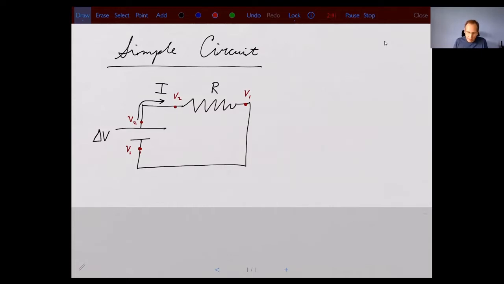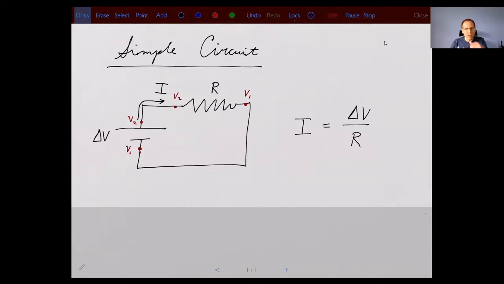So if you want to calculate the current, we can simply use Ohm's law, and we'll find that the current is going to be that total voltage drop, delta V, divided by that resistance value. And that will give you the current through that simple circuit.